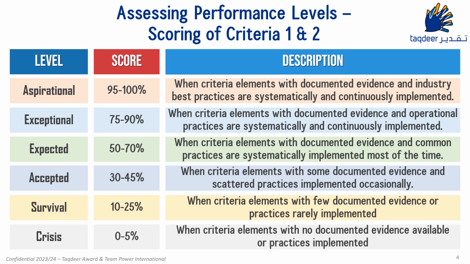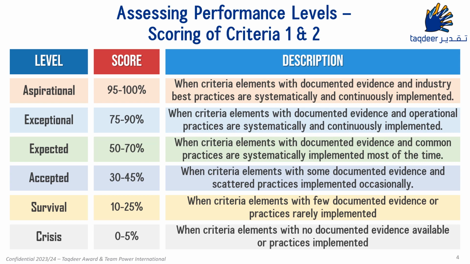online assessment system. Survival level performance is typically assigned when assessors find criteria elements with limited documented evidence or practices that are rarely implemented. In such cases, the assessment team usually selects a score level between 10% and 25% at 5% intervals. Accepted level performance is typically assigned when assessors find criteria elements with some documented evidence and scattered practices implemented occasionally. In such cases, the assessment team usually selects a score level between 30% and 45% at 5% intervals.